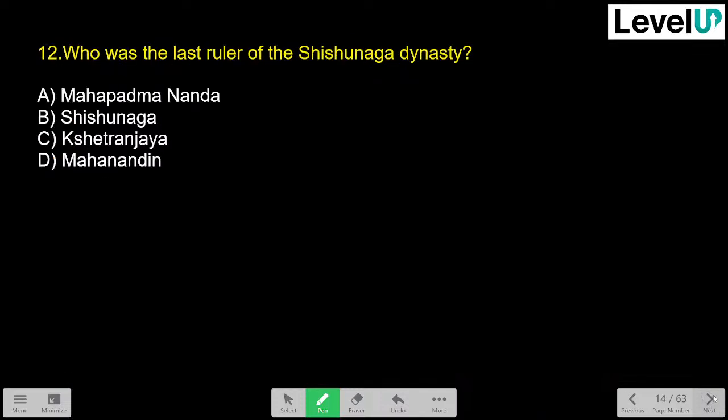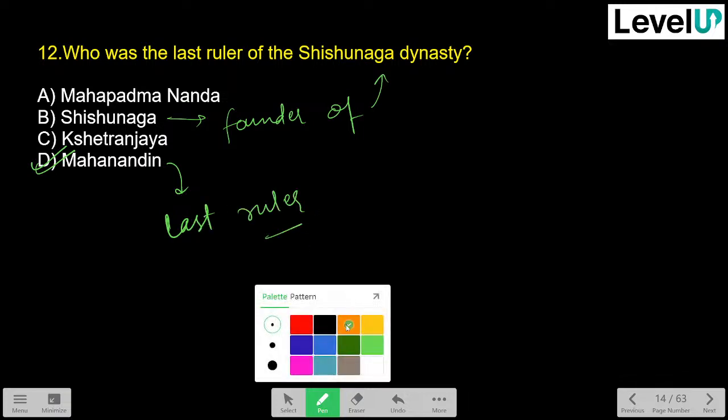Question number 12. Who was the last ruler of the Shishunag dynasty? Try to answer it. Shishunag was the founder of the Shishunag dynasty. Mahanandin was the last ruler. So the last ruler of the Shishunag dynasty was Mahanandin.